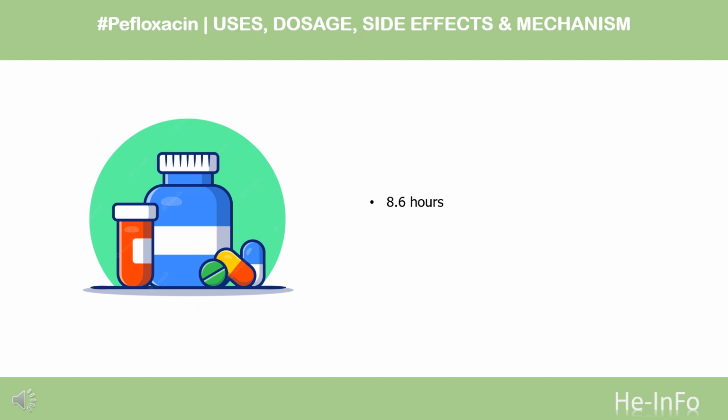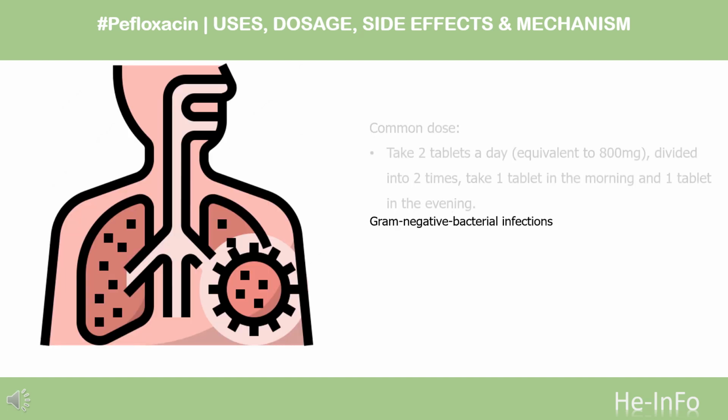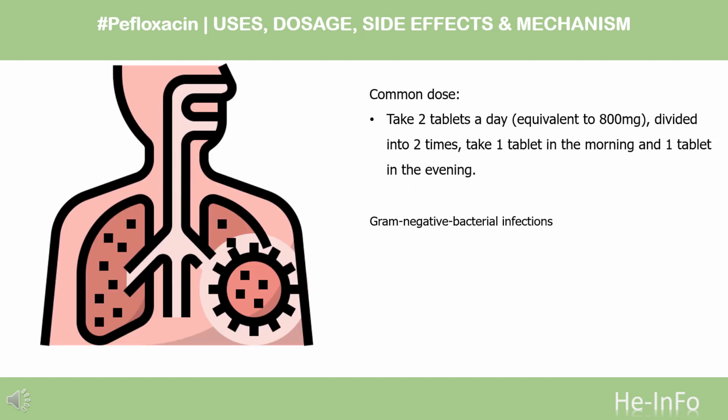Half-life: 8.6 hours. Dose: take 2 tablets a day, equivalent to 800 mg, divided into 2 times, take 1 tablet in the morning and 1 tablet in the evening. The first time, to quickly achieve an effective blood concentration of the drug, a loading dose of 800 mg, equivalent to 2 tablets of prulifloxacin, can be used.